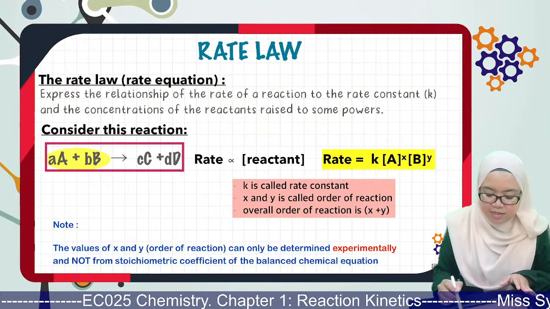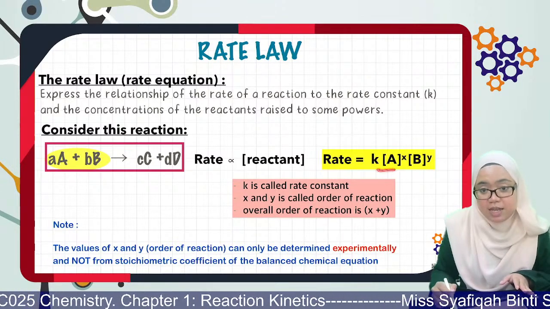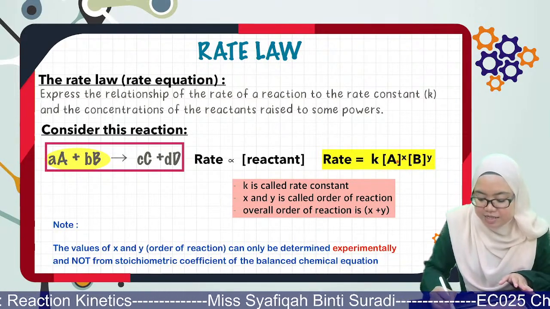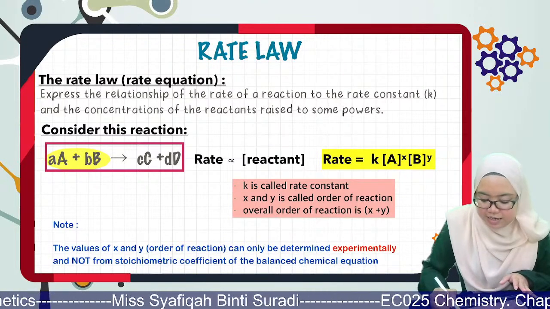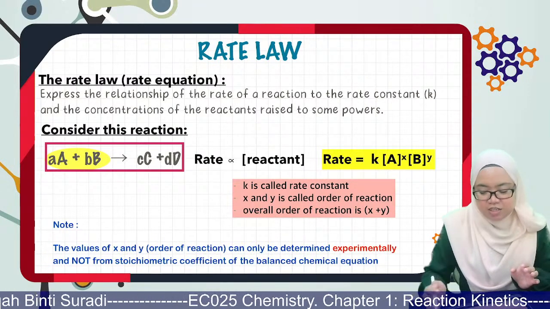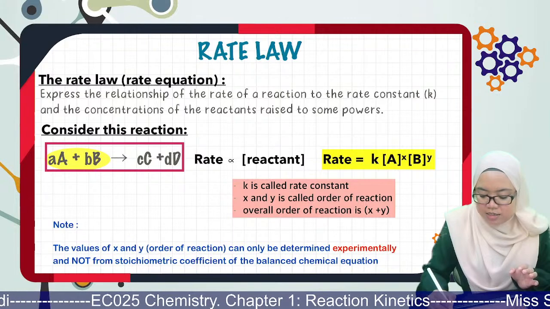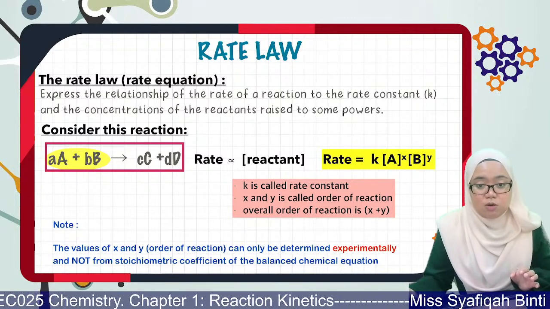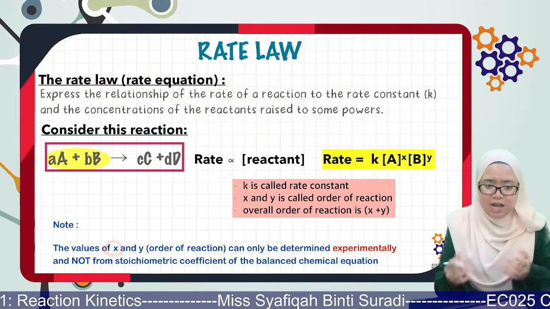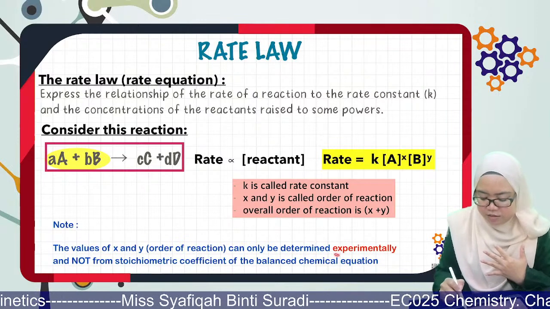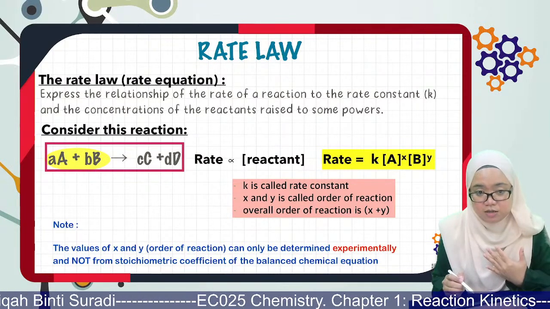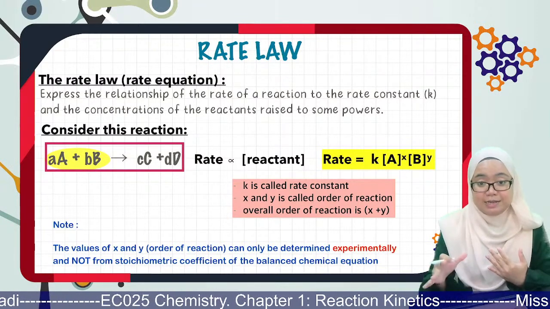Okay, so rate is equal to k times concentration A to the power of x times concentration B to the power of y. So x and y here are the order of reaction, and the k here is the rate constant. We can find the overall order of reaction by just summing x plus y, so you will get the overall order of reaction. Okay, so note here that the values of x and y, which are our order of reaction, can only be determined experimentally and are not from the stoichiometric coefficients of the balanced chemical equation. Okay, so I hope that you are clear about that now.